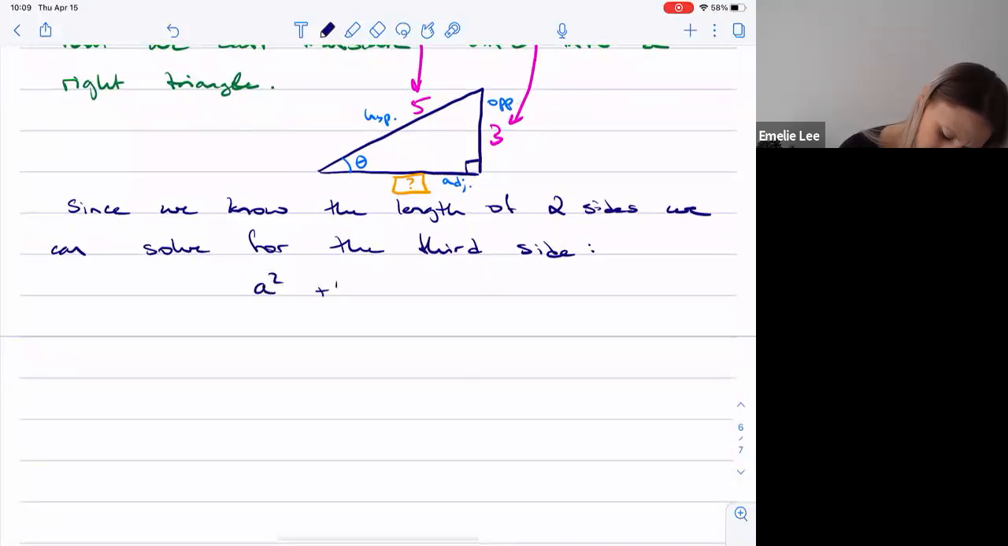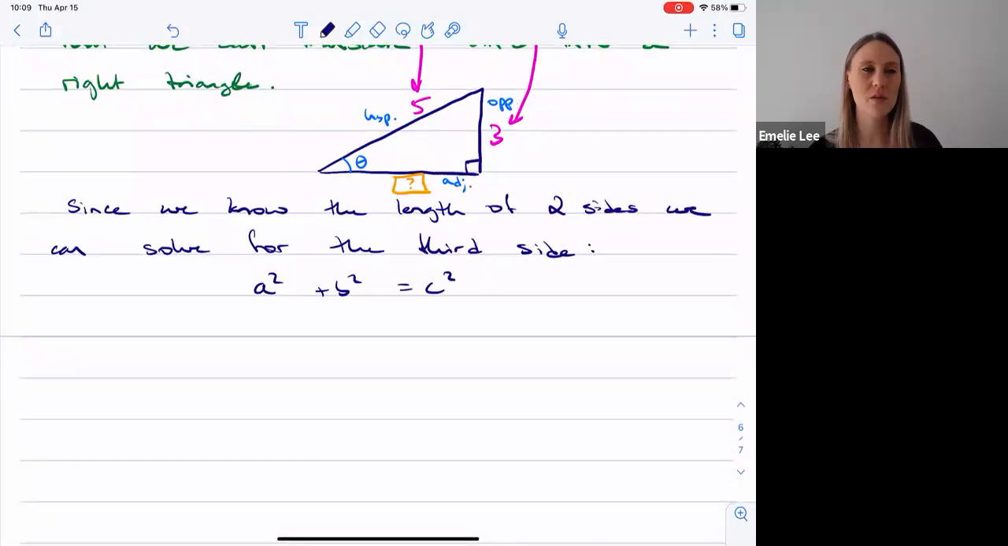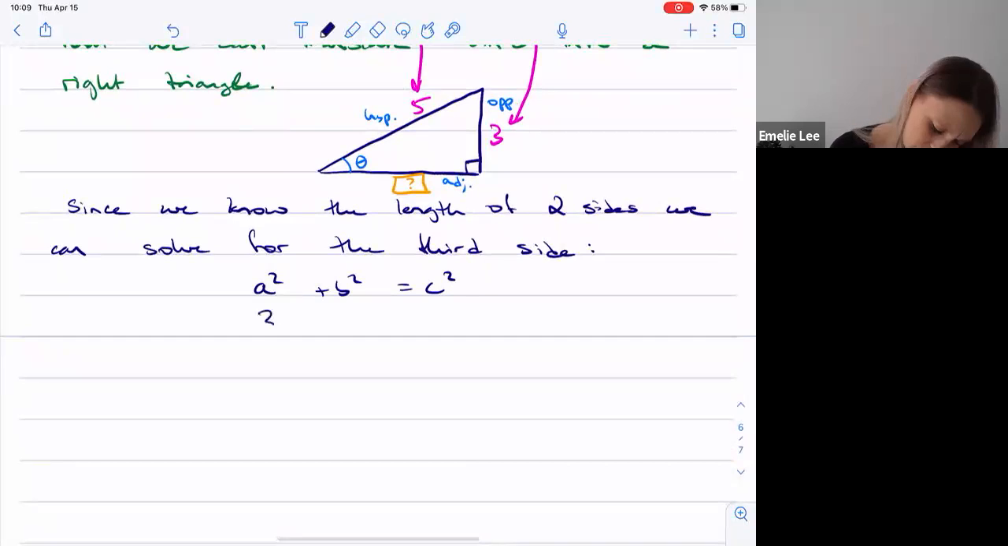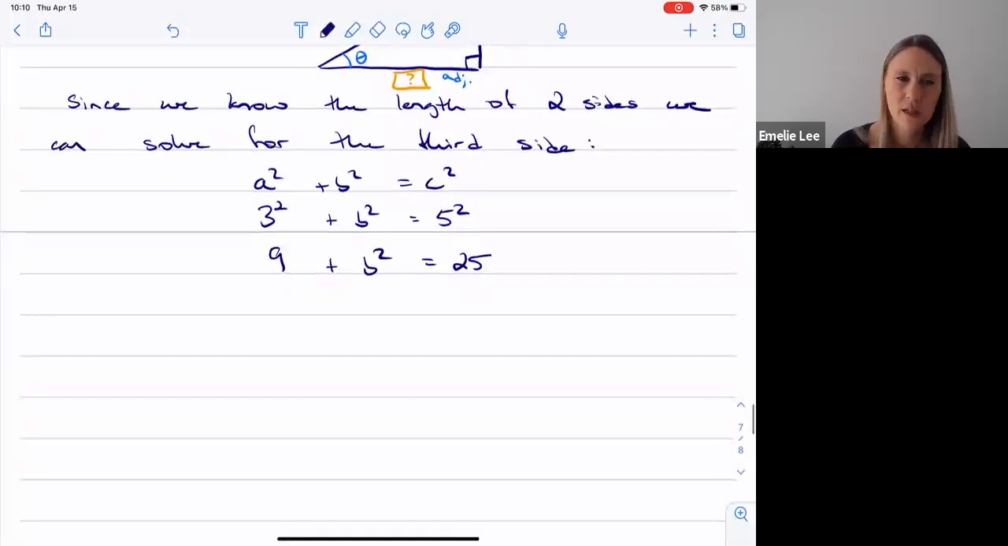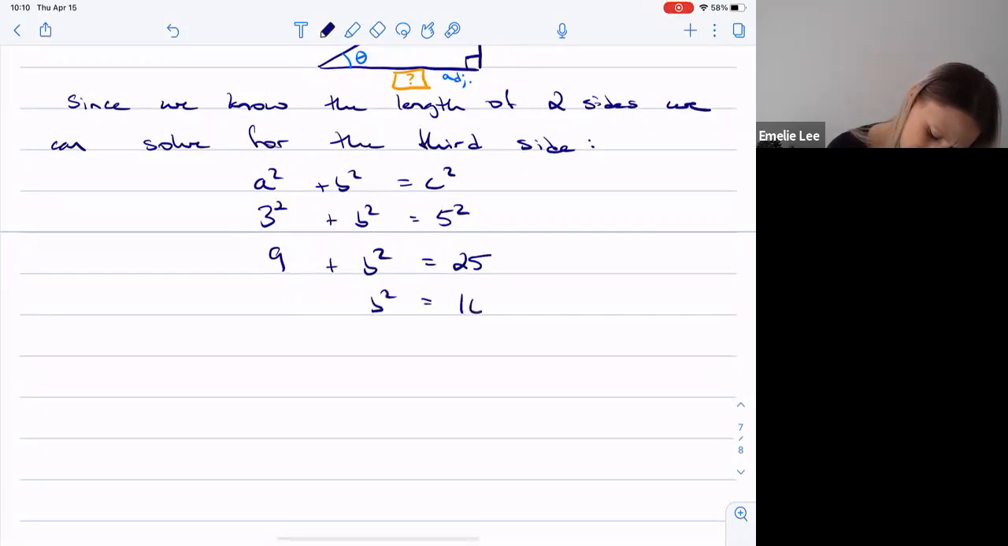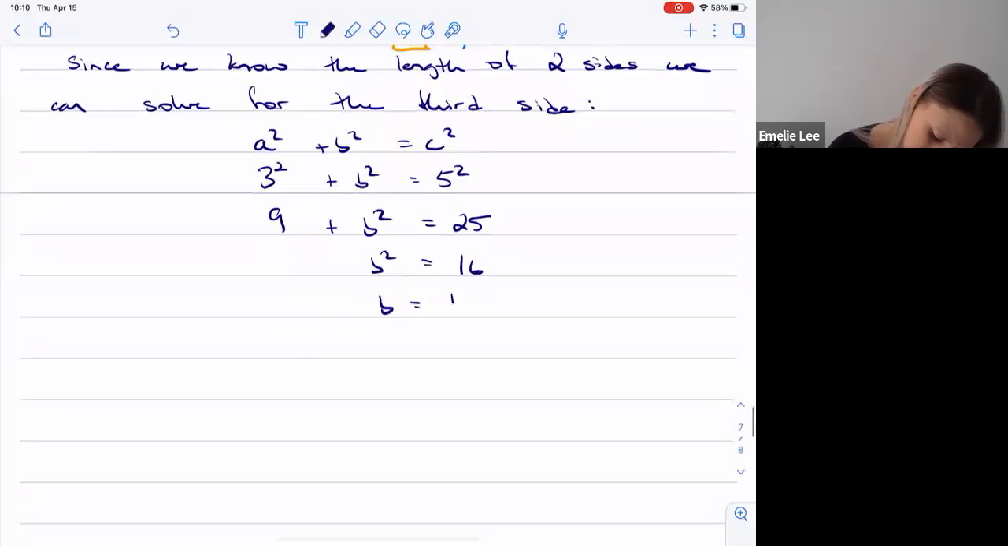Which is a squared plus b squared equals c squared. C is always the hypotenuse, right? And so what we have is 3 squared plus b squared equals 5 squared. So 9 plus b squared equals 25. 25 minus 9 is 16. So b squared is 16. So b is the plus or minus root of 16.